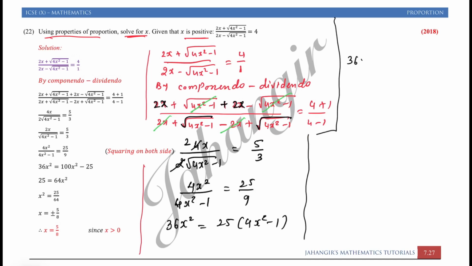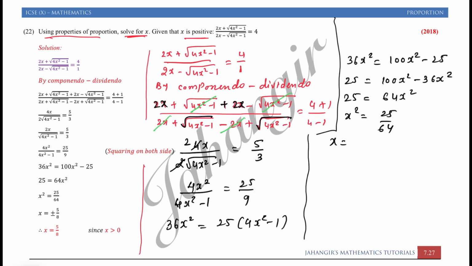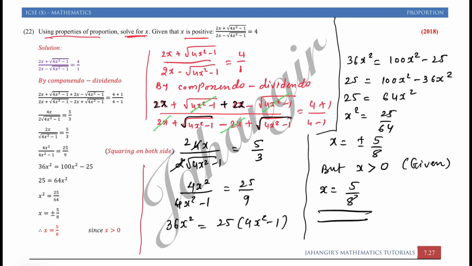So I can write 36x square is equal to 25 fours are 100x square minus 25. Solving like terms, you will get 25 is equal to 100x square minus 36x square. So 25 is equal to 64x square. So x square is equal to 25 upon 64. So x is equal to plus minus 5 by 8. But x is greater than 0, it's positive. So I will take x is equal to 5 by 8.